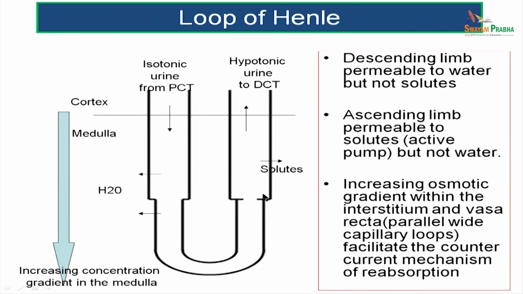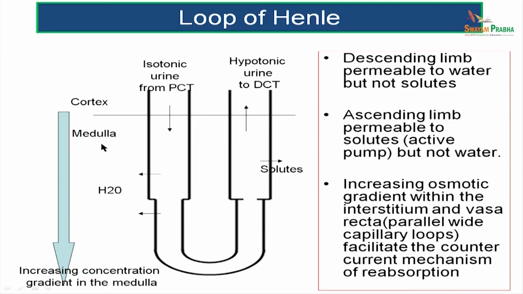So, what is the function of loop of Henle? Before we move on to the next part of the tubule, we will talk about the loop of Henle. The descending limb of loop of Henle is permeable to water, but not solutes. The ascending limb of loop of Henle is permeable to solutes, there is an active pump, but not to water.